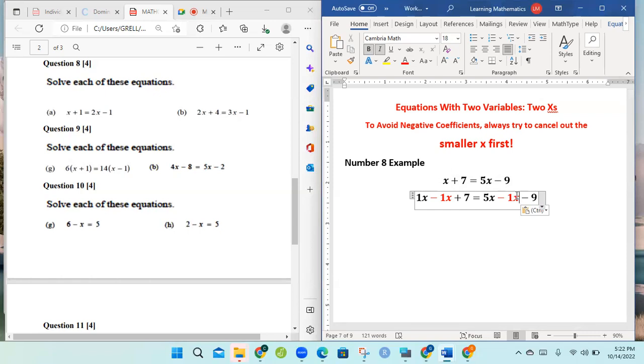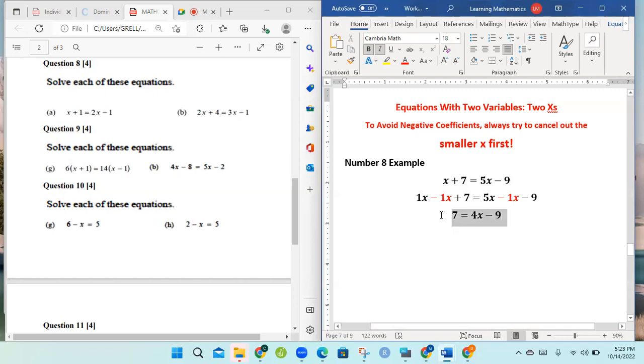So always, for good practice, to avoid negative coefficients, cancel out the smaller x first. It's easier. You get less hassle with a negative sign, a negative coefficient. So you have 7 on the left side, and 5 minus 1 is 4, 4x on the right side. Once our x is positive, leave it where it is. So 4x, our x is on the right side, leave it there.